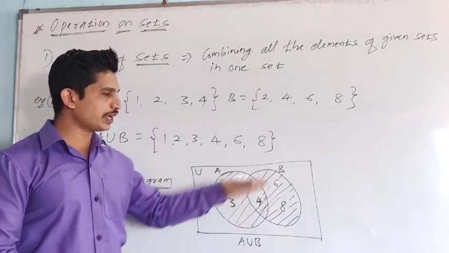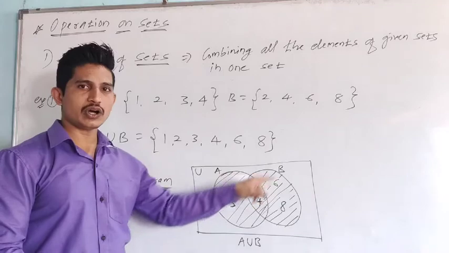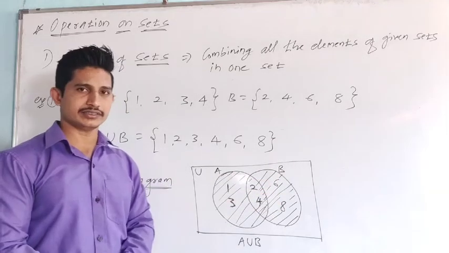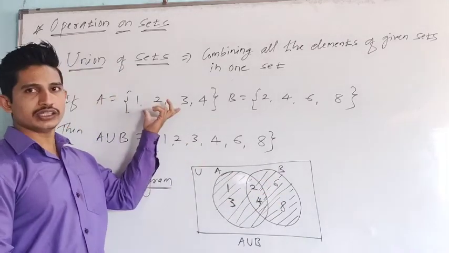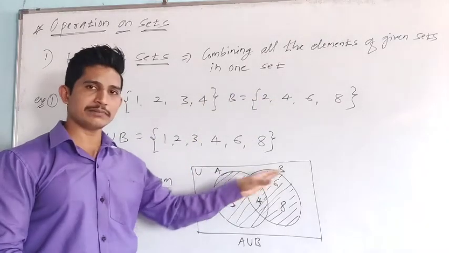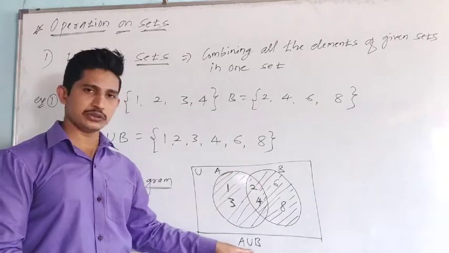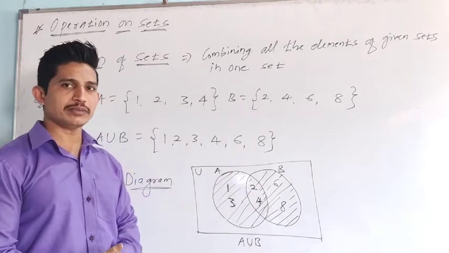So union is what? All the elements of A, all the elements of B. Means all the part of A and all the part of B you draw by lines. Union is all the part of A, all the part of B. This graph is called A union B.